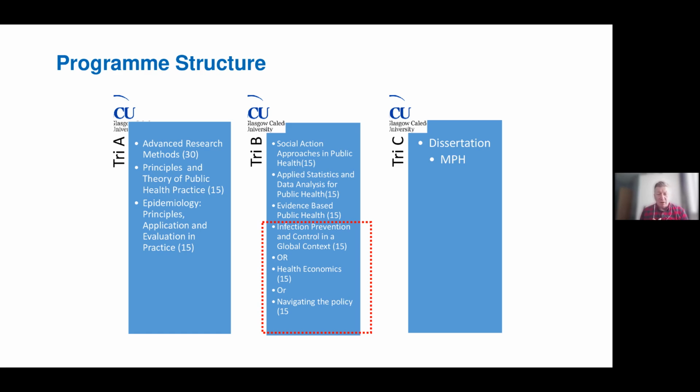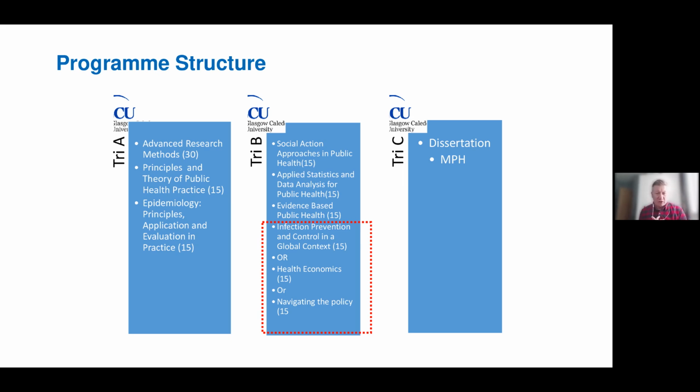However, in the red box, along with those 3 core modules, you have an opportunity to choose an optional module. You do need 4 modules, so you will have to choose one of them, but you can then choose one of the following 3 modules in that red box, which are infection prevention and control in a global context, health economics, or navigating the policy. So along with the 3 core modules in trimester B, you would also then choose which one of these 3 modules you would like to also study at that point in time.